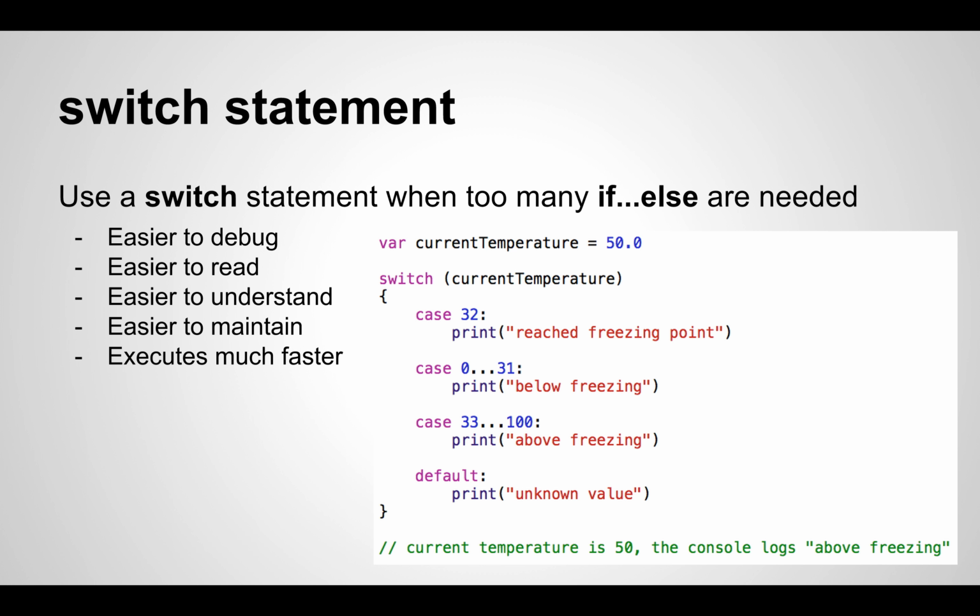And here it would print below freezing. And then you have the case when the values are from 32 to 100, above freezing, and then the default value. It means that if somehow the current temperature does not meet any of the cases above, it will use the default case and will print an unknown value. Well, right now the current temperature is 50 degrees Fahrenheit, so it will print to the console above freezing. It will go to the case where it says 33...100.